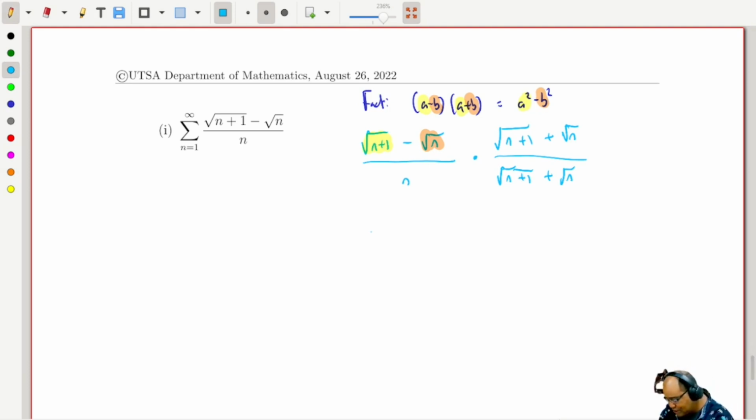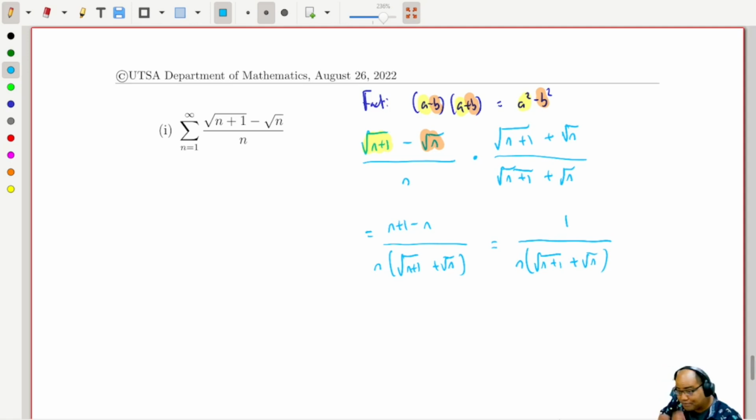Now when we multiply this out, this is just a simple algebra exercise. We'll have n plus 1 minus n in the top, and the bottom will have an n times square root of n plus 1 plus square root of n. Now we do some tidying up on the top. N plus 1 minus n, combine like terms. N minus n is 0, so we have a 1 over n times this square root stuff: square root of n plus 1 plus square root of n.